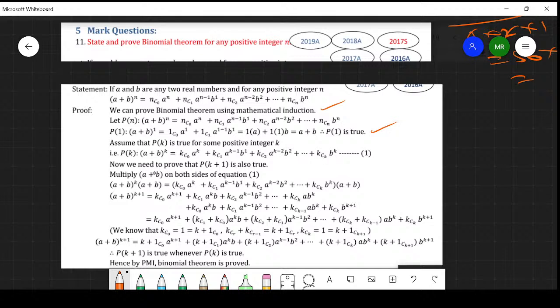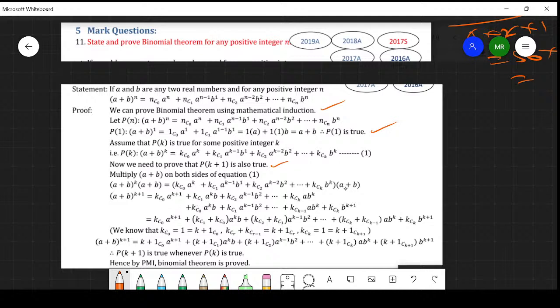Now we need to prove that P(k plus 1) is also true. For that, multiply equation 1 on both sides with a plus b. Then we get one more term extra here. (a plus b) whole power k into (a plus b) is equal to this expression into (a plus b). (a plus b) whole power k plus 1 is equal to, multiply kC0 a power k into a, kC0 a power k plus 1, kC0 a power k into b, and so on, you can see multiplying this.